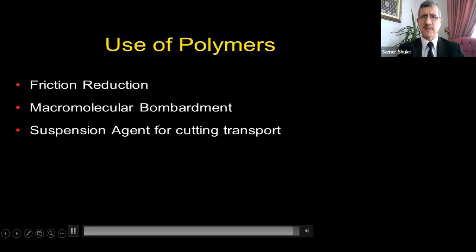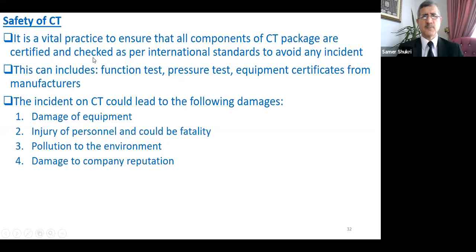Use of polymers. Also, chemicals can be pumped into the reservoir to enhance its productivity.